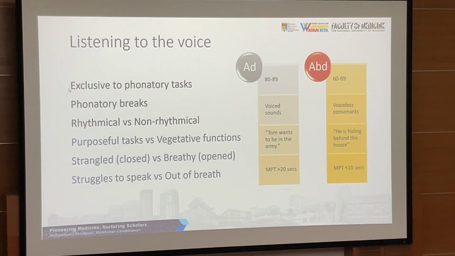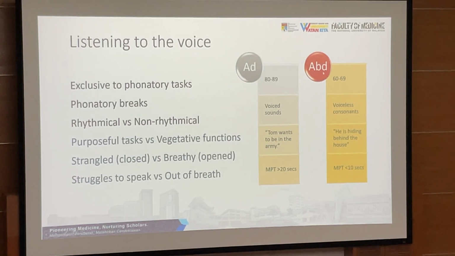Okay, so we went through a few of the differences between spasmodic dysphonia and essential tremor of the voice. The first one is they are exclusive to phonatory tasks. They are characterized by phonatory breaks. Essential tremors are rhythmical compared to spasmodic dysphonia, which are non-rhythmical. Both are seen worse with purposeful tasks of phonation, whereby if the patient uses a vegetative function, for example whispering or cough or emotional speech, the phonatory breaks tend to lessen or even disappear.